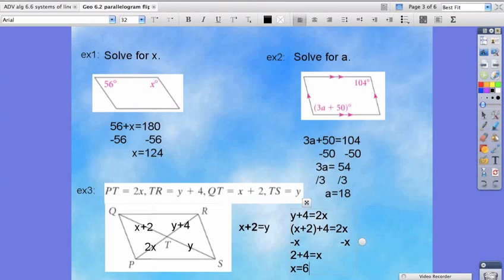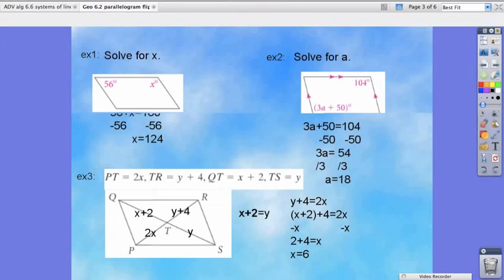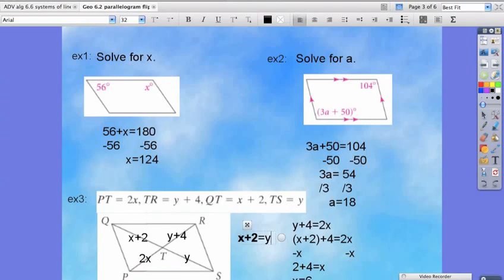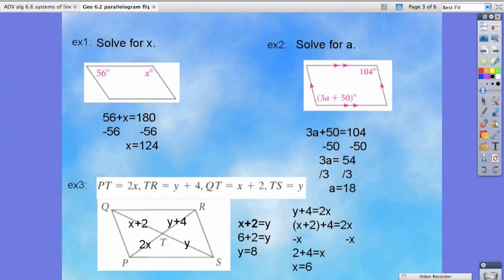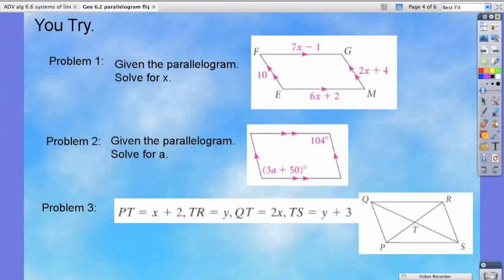So now we've solved for x. Now we have to solve for y. Now we know that y is equal to x plus 2. Therefore we have 6 plus 2 equals y, and y equals 8. That's pretty much it. Now it's your turn.